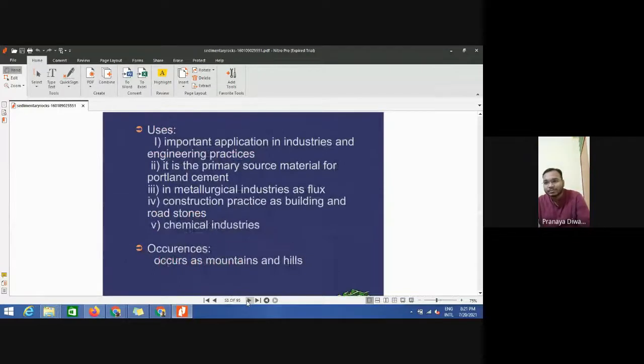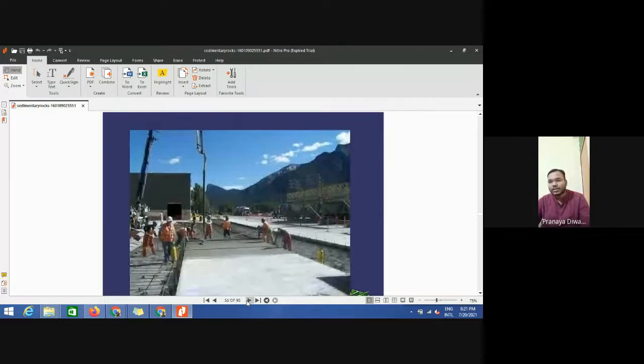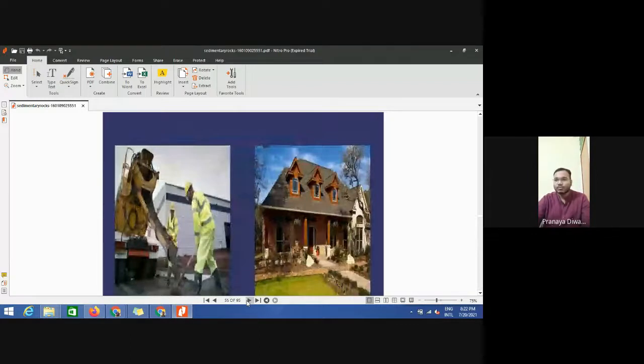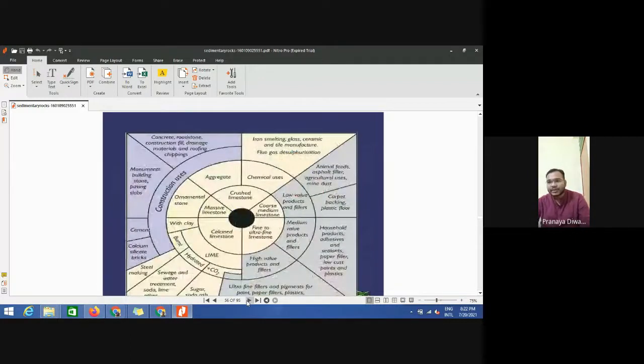Limestone is used as the primary source of Portland cement. Whatever cement we are using, all the cements are coming from this. It is a construction material for the cement industry. This is how you can use the cement. You know that each and everyone has cement at home. So this one is limestone, and we have different kinds of limestone in construction areas.